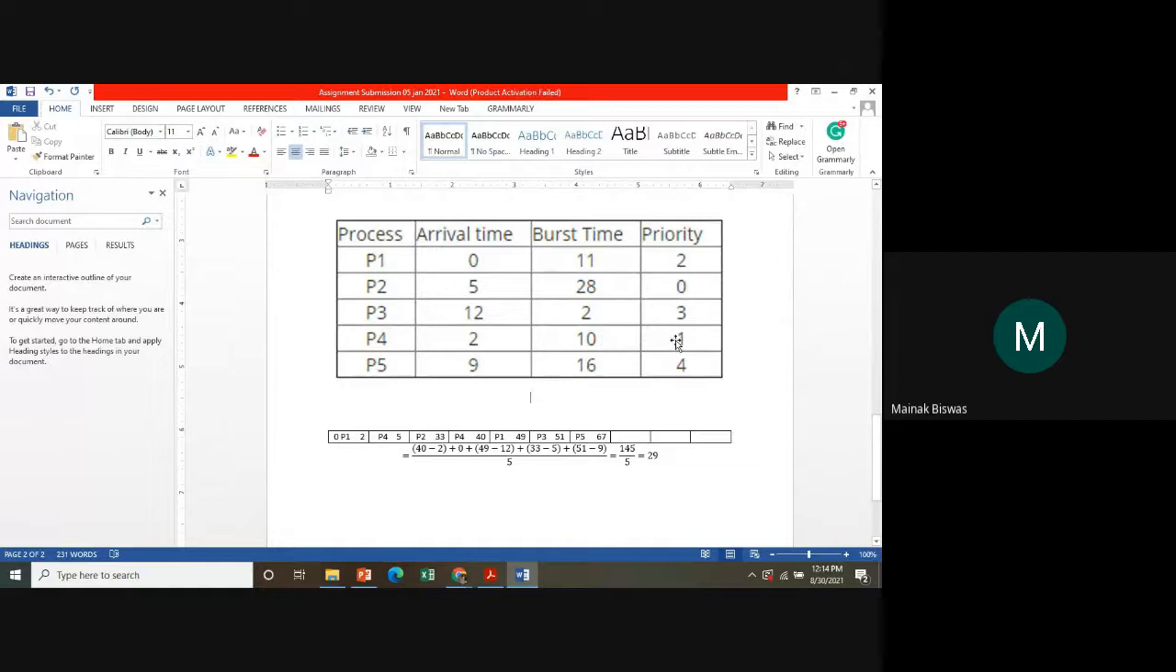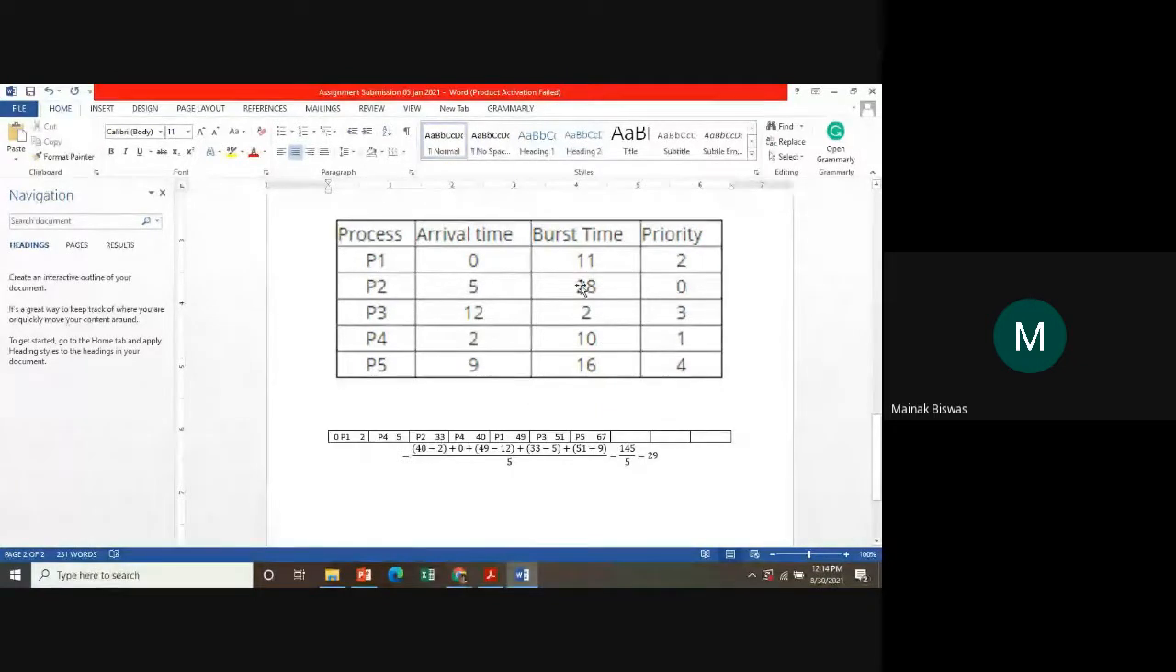So now P4 is working, and after 5 milliseconds, P2 came. P2 had the highest priority, that is the 0th priority. So P4 completed for how many milliseconds? After 2, after then 3 milliseconds it only worked. So P4 worked for 3 milliseconds and it has 7 CPU time left. P1 has 9 left, P4 has 7 left.